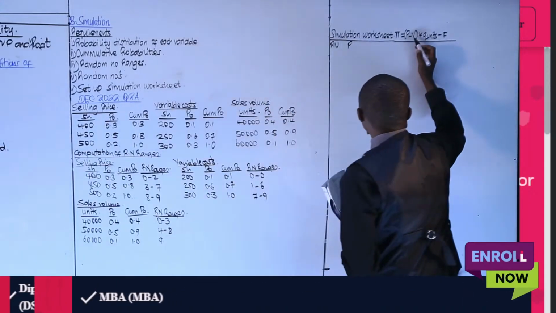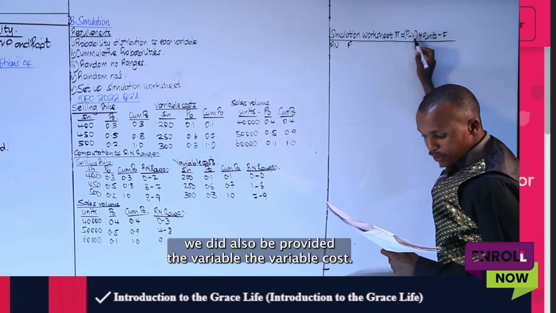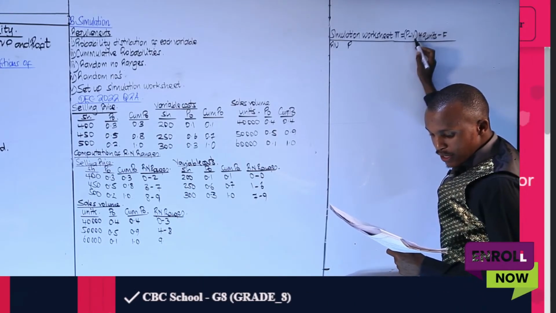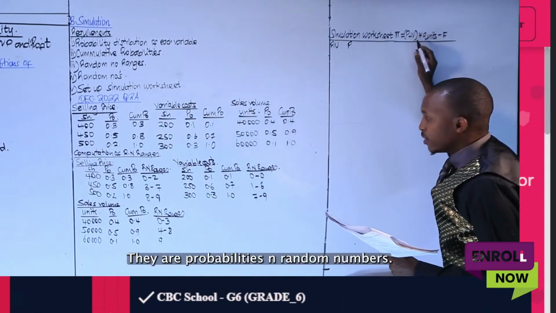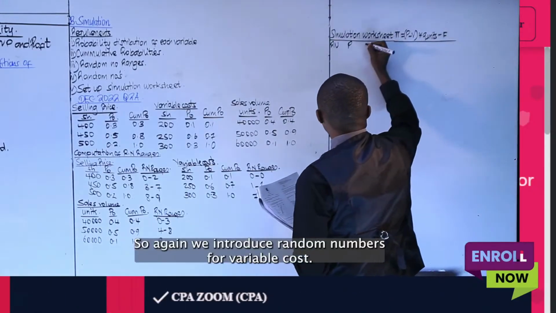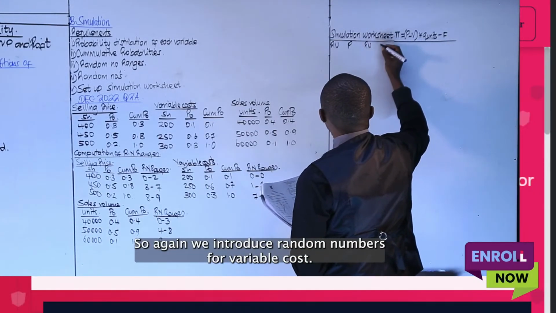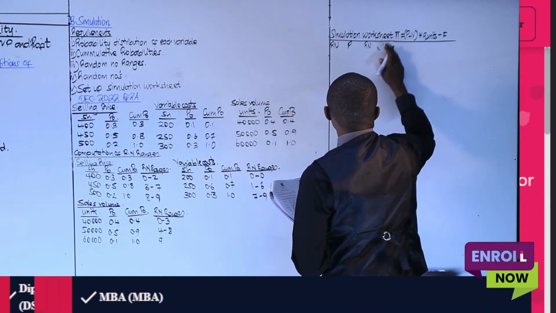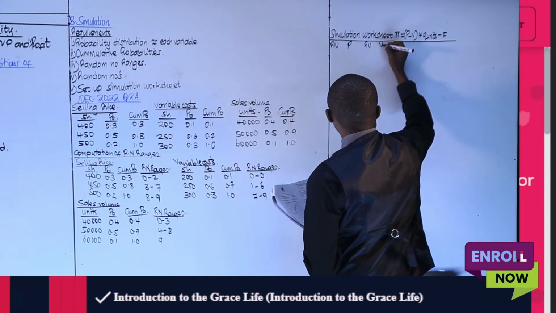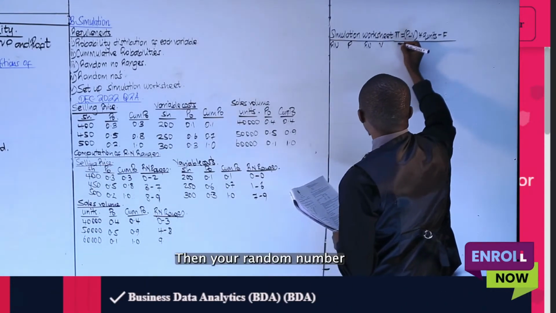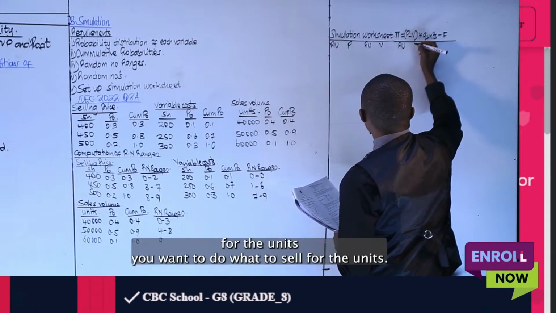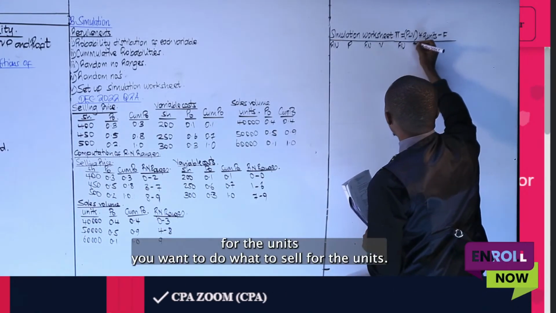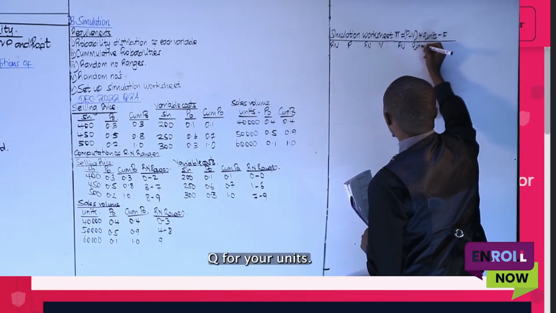The variable cost was also provided, with probabilities and random numbers. So again, we introduce random numbers for variable cost and the variable cost there. Then your random number for the units you want to sell, for the units Q.